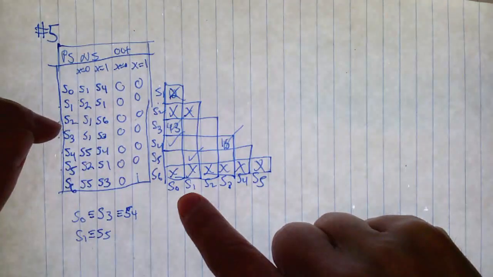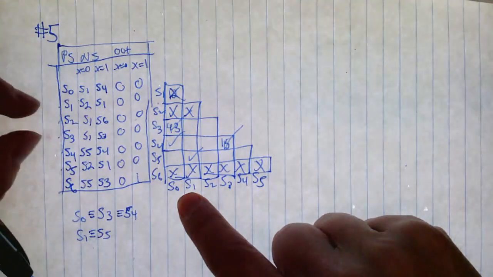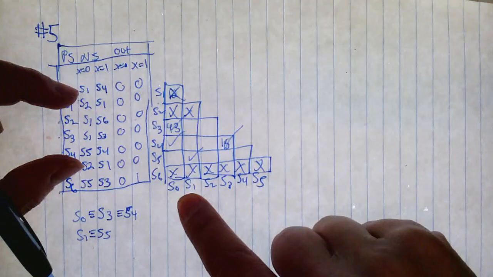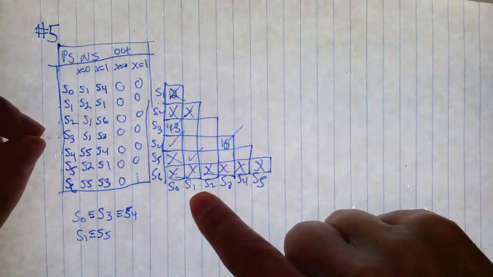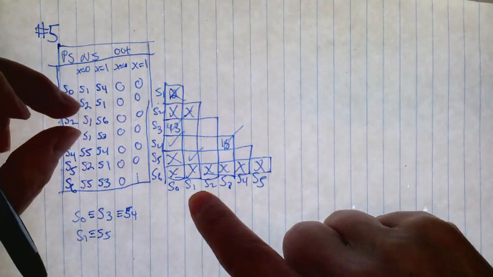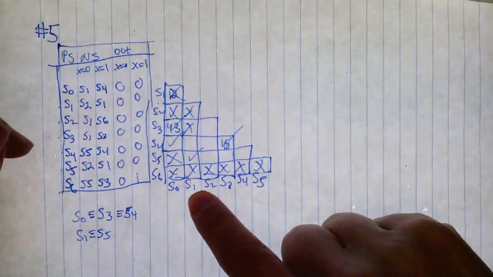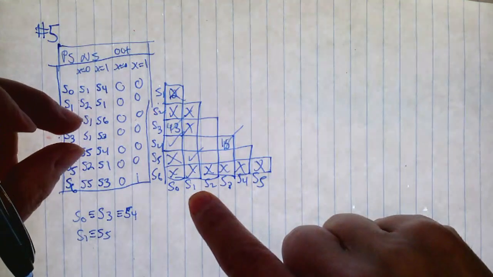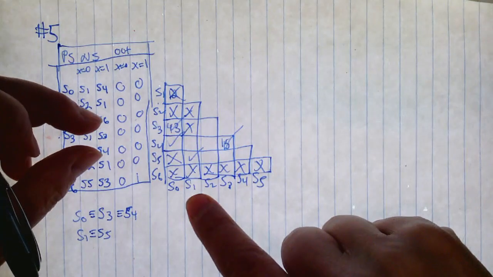S0 equals S5, it says here. Well, if that's true, then this comes up there. Let's see if S0 equals S5. And S1 has to equal S2? No, it does not. S1 equals S3. Let's see if that's true. S1 equals S2? Maybe. No, it doesn't. S1 equals S4. Let's look at that. S1 equals S5. Yes, it does. S4 equals S6. No, it doesn't.